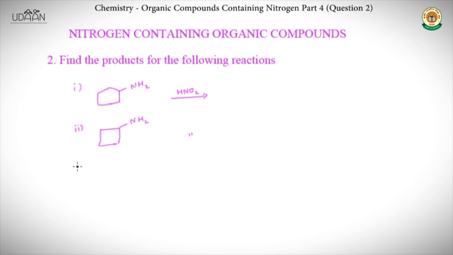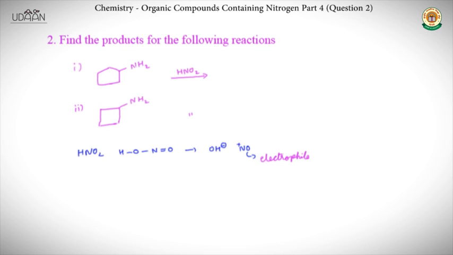Now, let us see what happens and what this HNO2 actually does. You know that HNO2 has the structure OH and double bond O. Now it gives you OH minus and NO plus, which is an electrophile. Now in the first case, you have this compound.